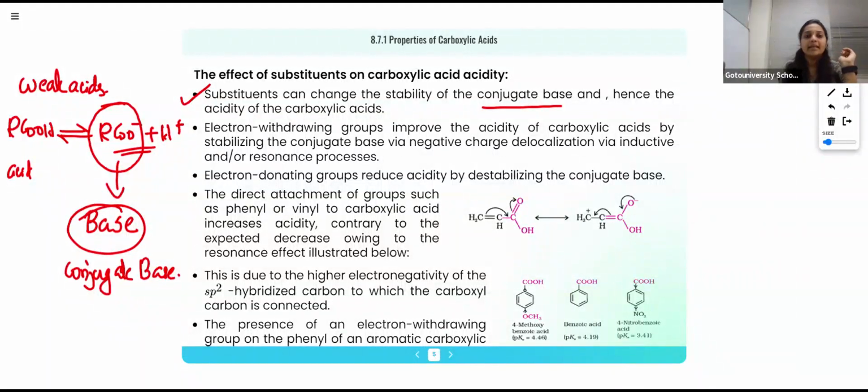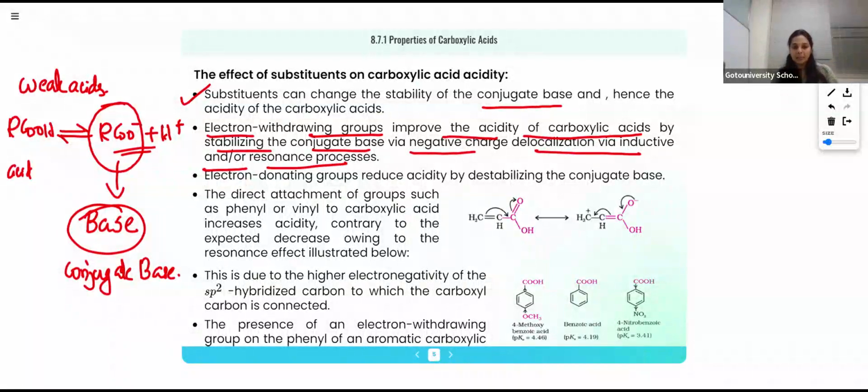Okay, see, electron withdrawing groups improve the acidity of the carboxylic acid by stabilizing the conjugate base via negative charge delocalization via inductive or resonance process. See, suppose whenever a substituent is coming to this acid, depending on the nature of the substituent, the acid strength we can predict, meaning it will change, right? Suppose the acid is not allowing the H plus to leave, then the H plus ion is not leaving properly, meaning the acidic property is decreasing.